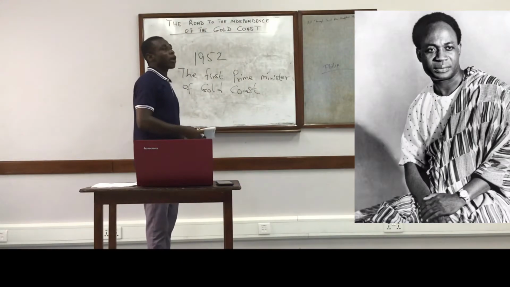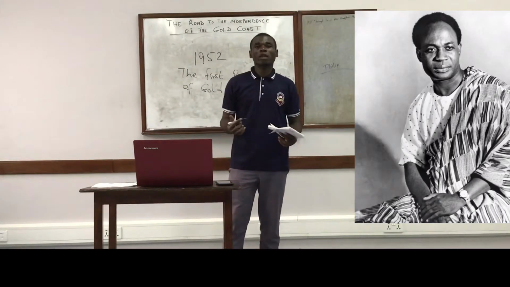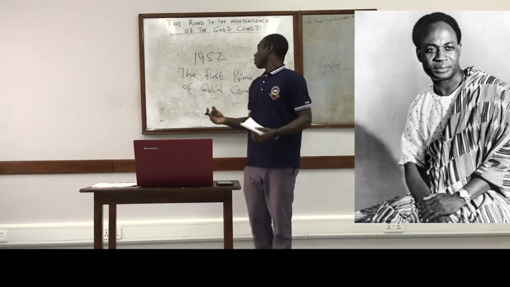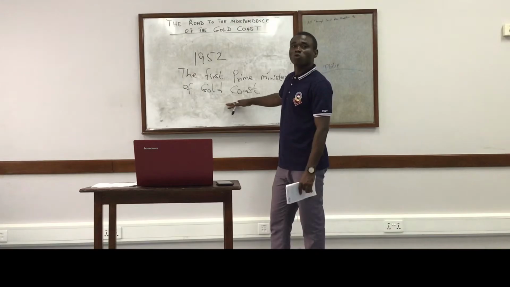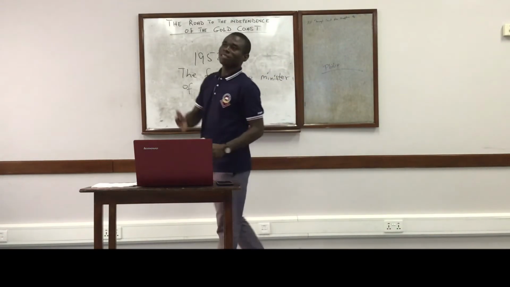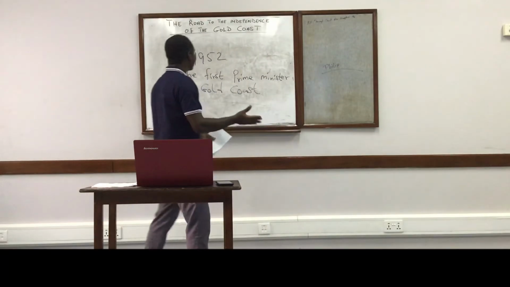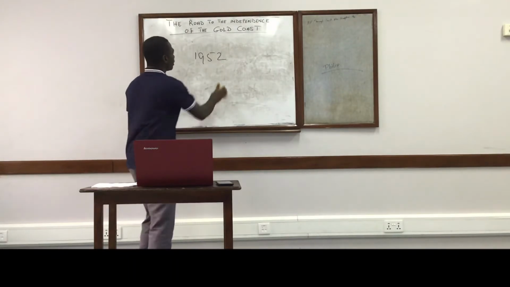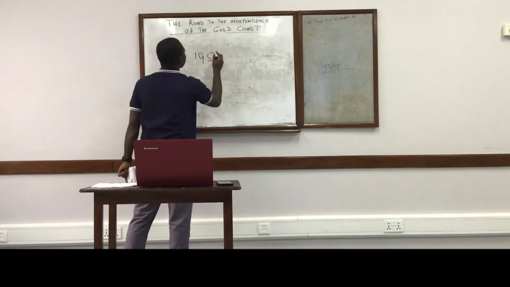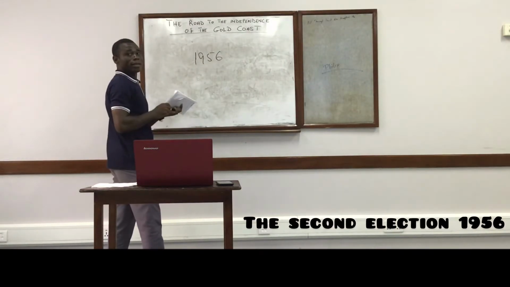So from 1951, Nkrumah went hand in hand with the Gold Coast government, that is the British government. They worked together for the next 4 years. The second election which took place in the Gold Coast was in 1956. So we have learned which year the first election took place, and now we are learning about the second election, which also took place in 1956.